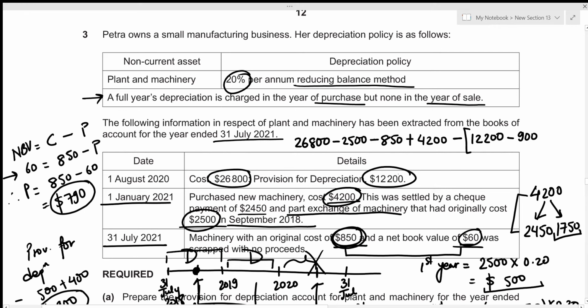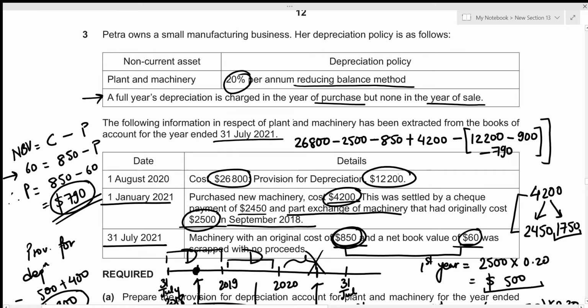Again, we repeat the same process for another machinery which had been disposed. So it had the provision for depreciation of 790. Right, so we also need to reduce it from our provision for depreciation while calculating the depreciation charge for this particular year. So I'm just going to subtract the 790 as well. All right, this concludes the provision for depreciation section.